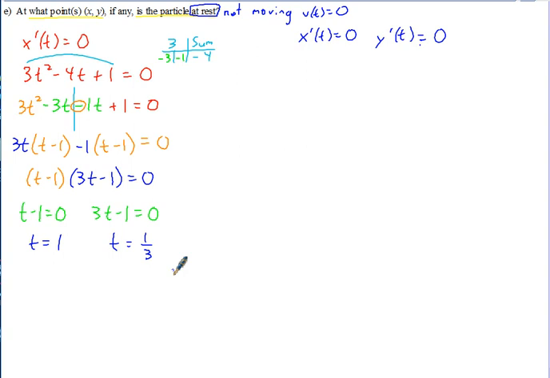So there's 2 different times in which the x-coordinate is basically at rest, or the x-coordinate's not changing, at time 1/3 and time 1. But now let's look at the y-coordinate and set y prime of t equal to 0.